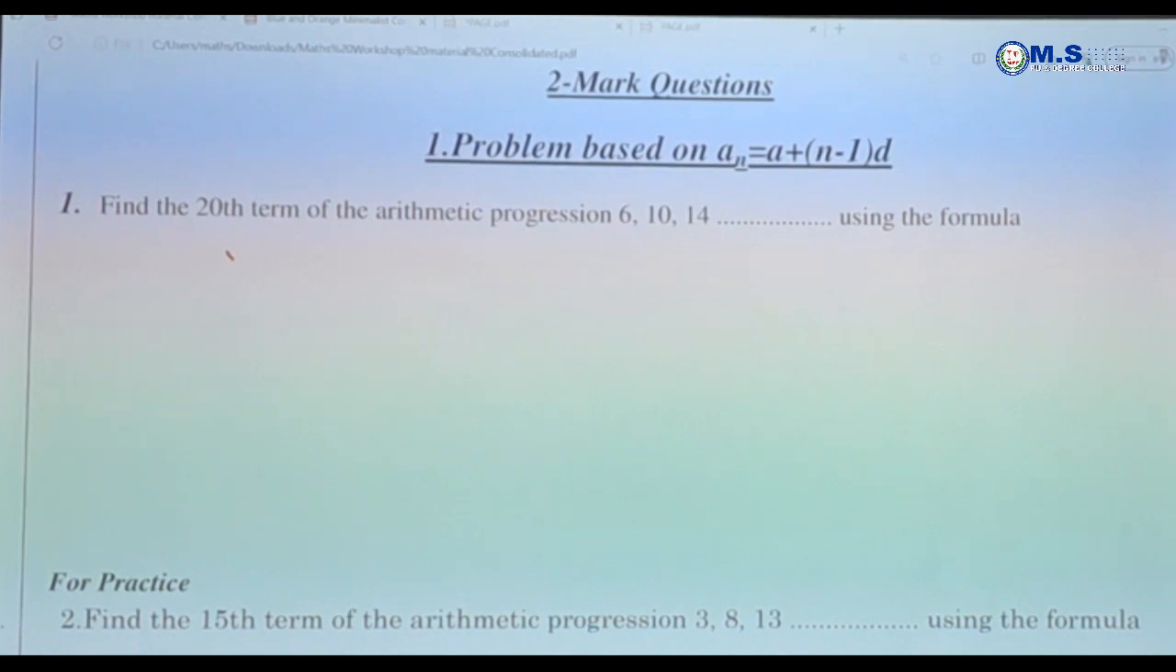For 2 marks questions, there are 8 questions. In that, first you can always expect a question like this: Find the 20th term of AP 6, 10, 14 using the formula. This will be as simple as this. No negative progression, no falling AP. It will always be a growing AP. Growing AP is positive, common difference is positive. They will not be complicated, no root 2, root 3, root 5.